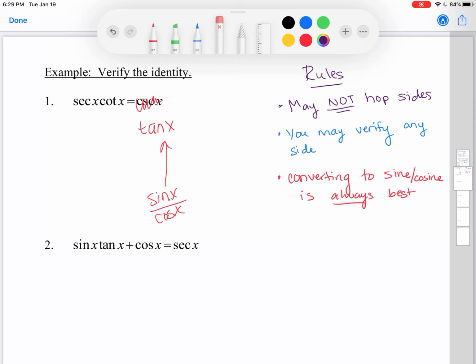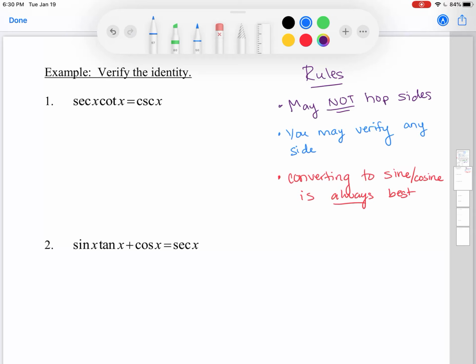If you introduce a sine or a cosine, just remember you may have to actually go back and get rid of it again just to get back to what you needed at the end. All right, but it's much easier to work with if we have sines and cosines. Just take it from me.